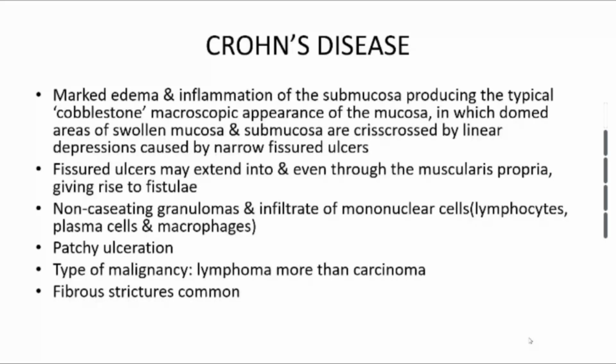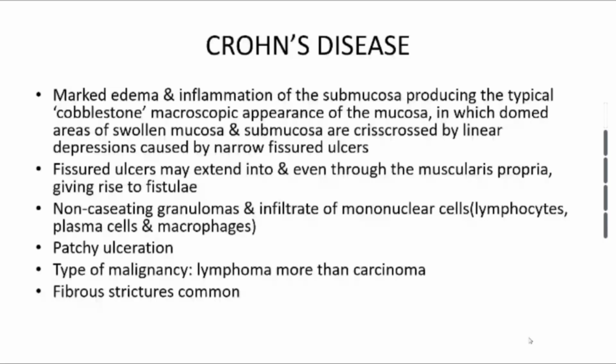Fissured ulcers may extend into and even through the muscularis propria, giving rise to fistula. So it can extend through the entire wall and end up becoming a fistula. So you end up having an abnormal connection between nearby organs.